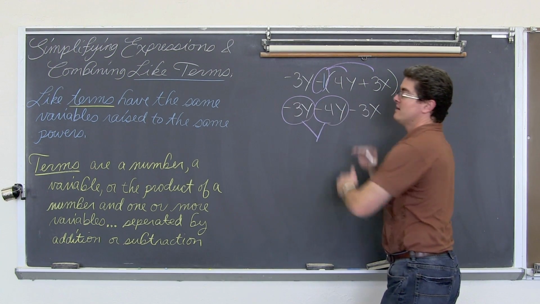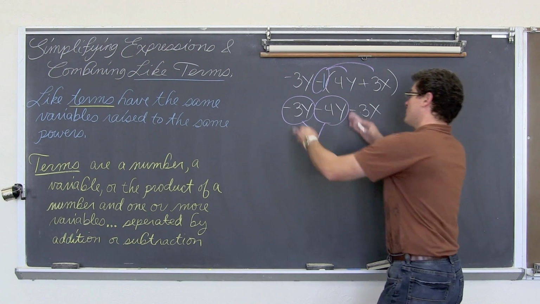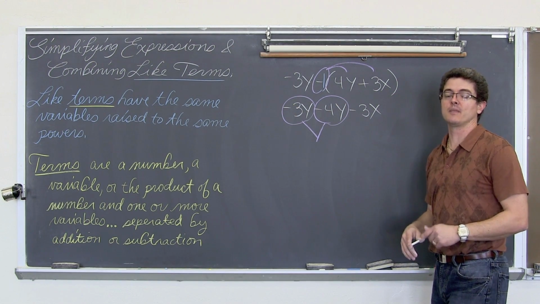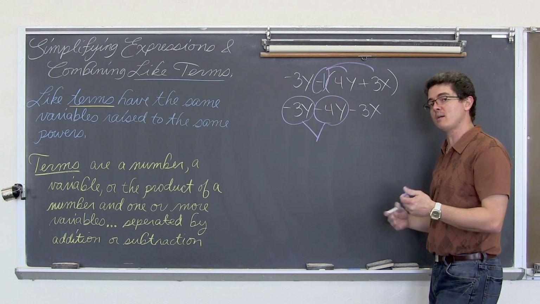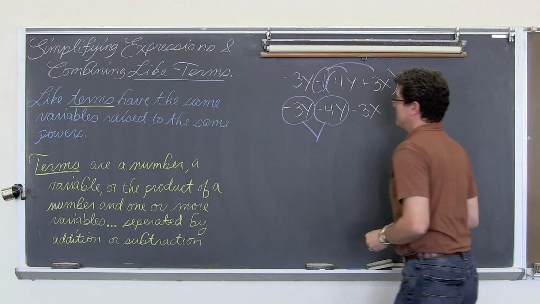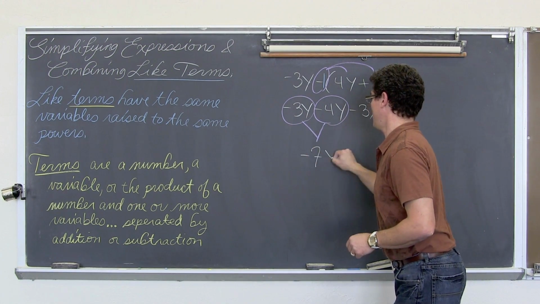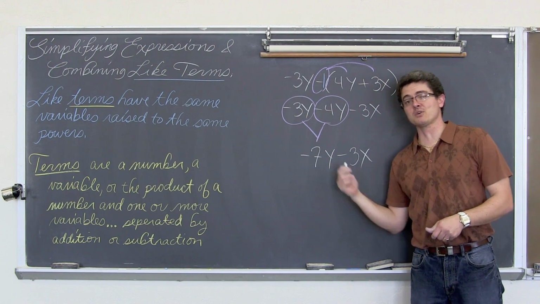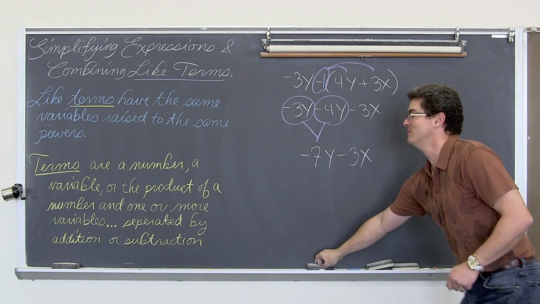When you're combining numbers that have the same sign, add those numbers and keep the sign. Now if you're multiplying, it'd be positive, but we're not multiplying. So negative 3 and negative 4 is negative 7y minus 3x. This has a y, that has an x. Those aren't like terms. Bam! I'm done. Moving on.